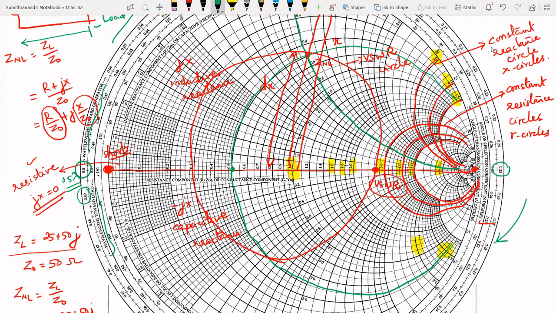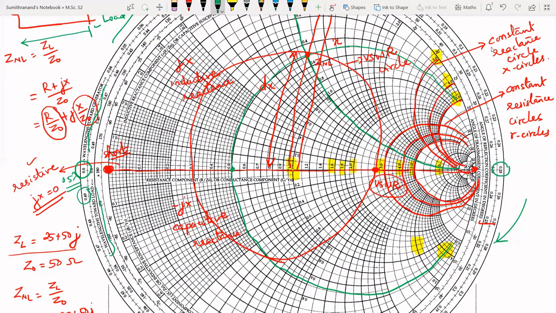If we consider the impedance values as such, it will be very difficult for us to draw this Smith chart because we have to change the values for each Smith chart. But if we use the normalized values, it is easy for us to use a single Smith chart for any transmission line.